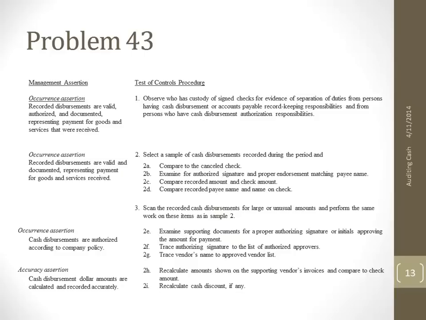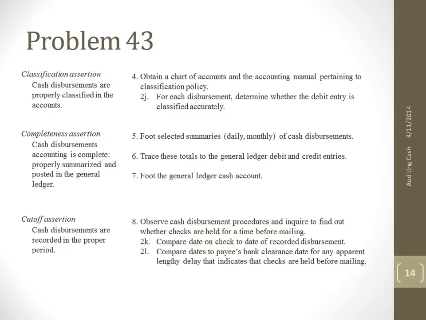So you want to see evidence that you're checking the vendor's invoice, making sure that the invoice foots and that the extensions are correct, so that you're not being overbilled. If there are cash discounts involved, you want to see evidence that the company is calculating the cash discounts. And if the company's policy is that you pay so that you take advantage of cash discounts, the auditor wants to see evidence that that's being adhered to.